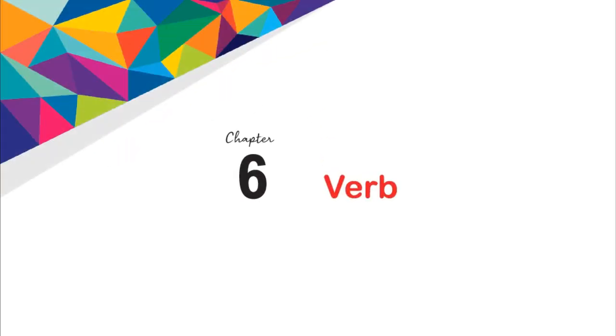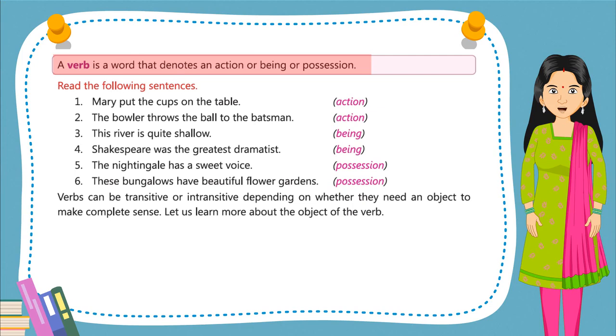Chapter 6: Verb. A verb is a word that denotes an action or being or possession. Read the following sentences. 1. Mary put the cups on the table. Action. 2. The bowler throws the ball to the batsman. Action. 3. This river is quite shallow. Being. 4. Shakespeare was the greatest dramatist. Being. 5. The nightingale has a sweet voice. Possession. 6. These bungalows have beautiful flower gardens. Possession. Verbs can be transitive or intransitive depending on whether they need an object to make complete sense.